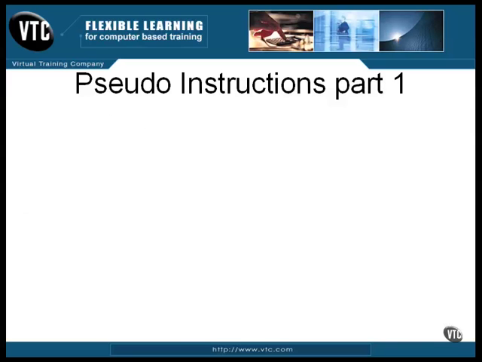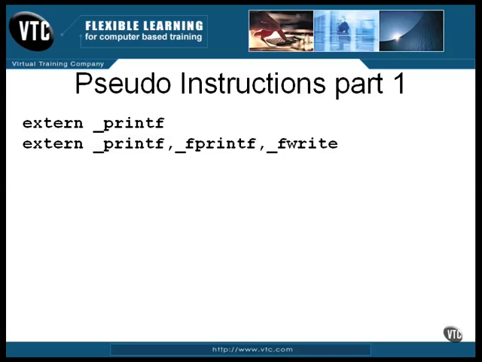When you want to refer to a symbol that's in another module, you use the extern directive. That way, the assembler knows to pass the symbol information on to the linker and let it take on the job of locating things and hooking them up. You can put several symbols on one extern directive, and you can use as many extern directives as you need.